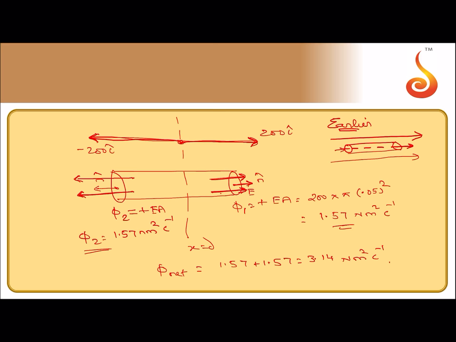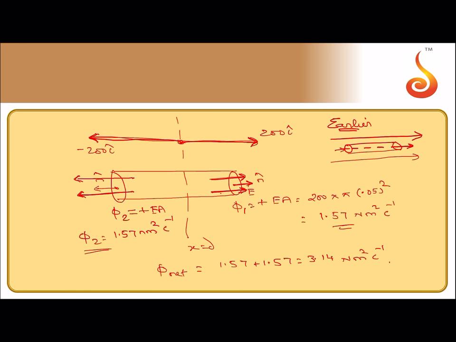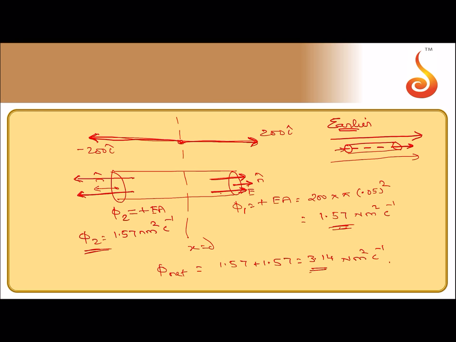My net flux is 3.14. So flux through each surface is 1.57. Net flux through the surface is 3.14. And the last question, what is net charge? So phi is equal to q by epsilon naught, which implies q is equal to phi times epsilon naught.